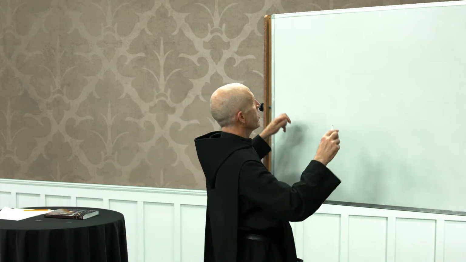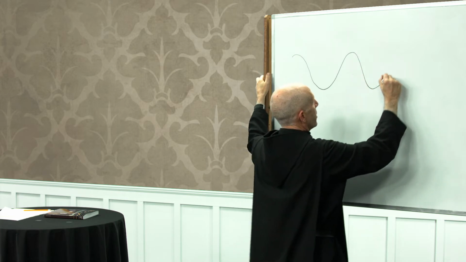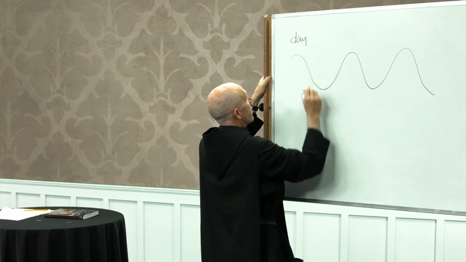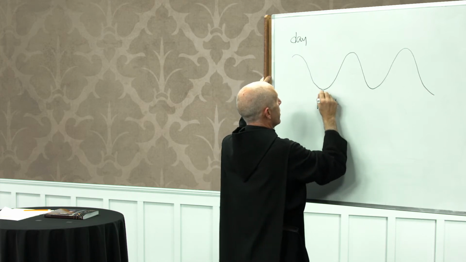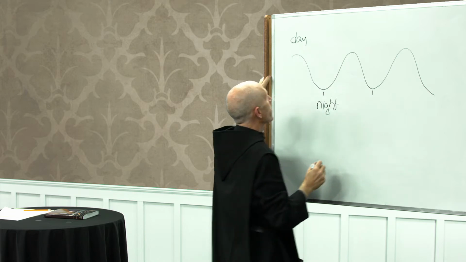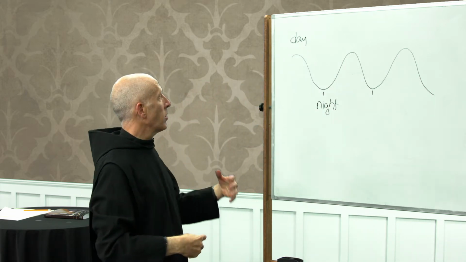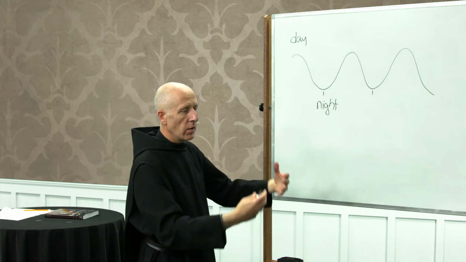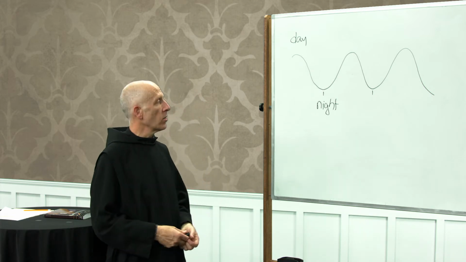Let's go back to our day and night oscillation. Day, night, day, night, day, night. We saw that there's a regular alternation, in which the day falls and decreases into the night. Day, night, day, night. And that's a natural way of perceiving things.